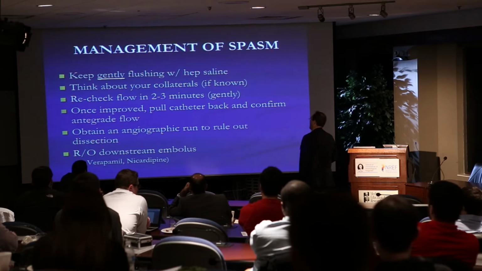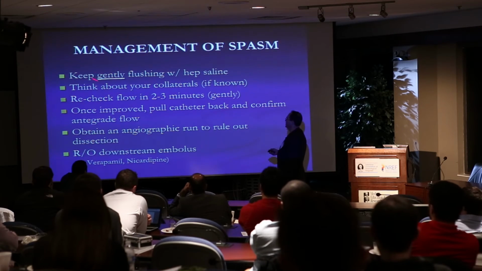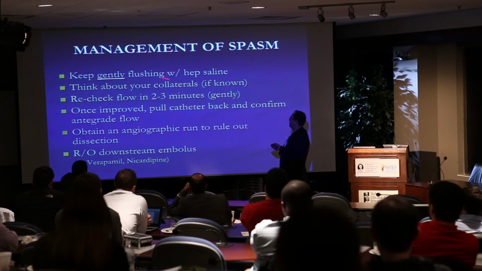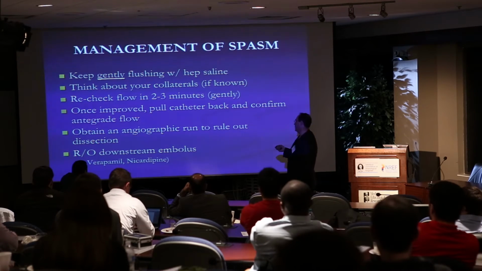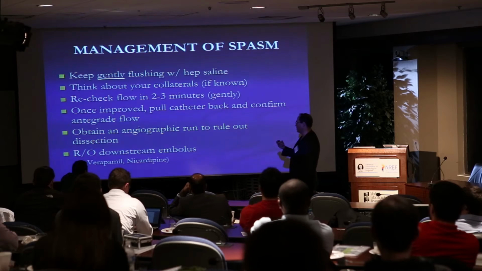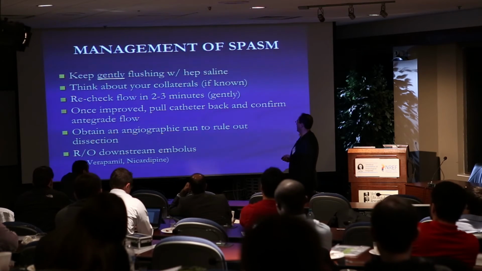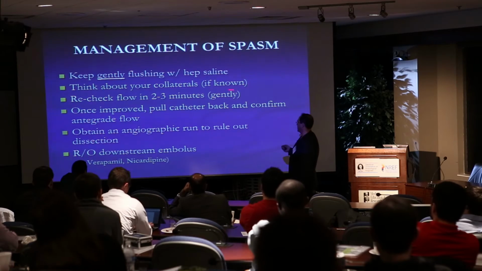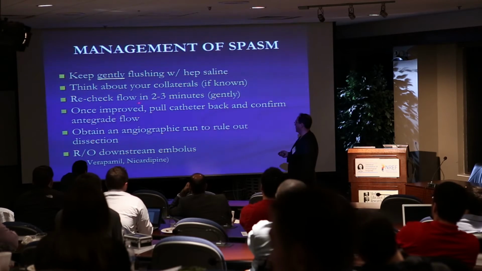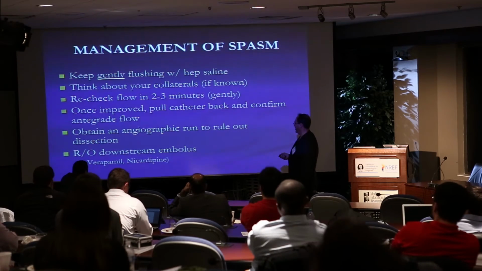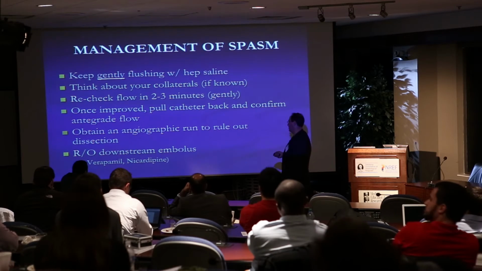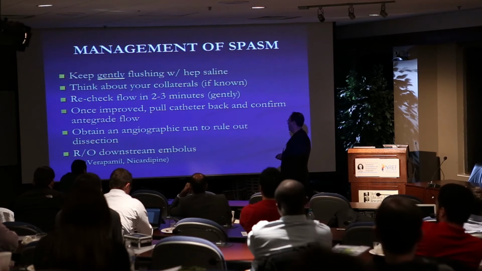So how do you manage spasm? I would keep gently flushing with your heparinized saline, or in my case, the continuous flow. I always pull the catheter back a little bit. Some people say not to pull the catheter back. Think about your collaterals if you've already known them. Recheck flow in a couple of minutes, and just slow down and give the vessel spasm time to relax.